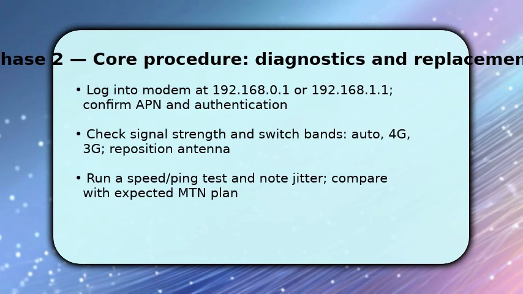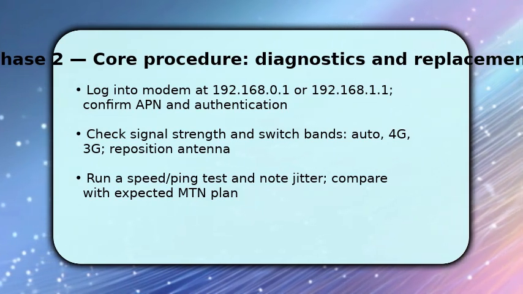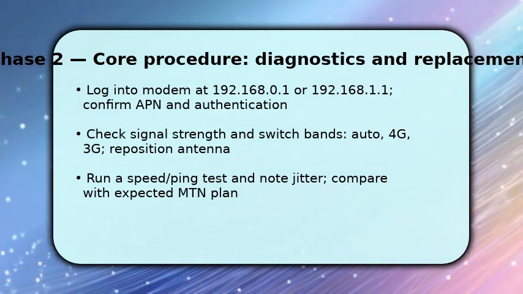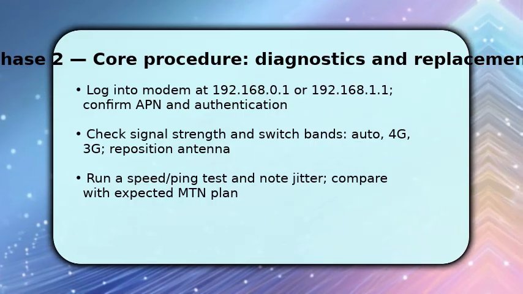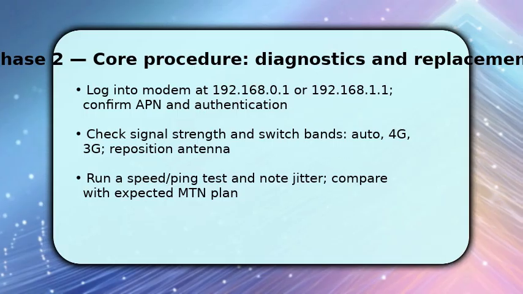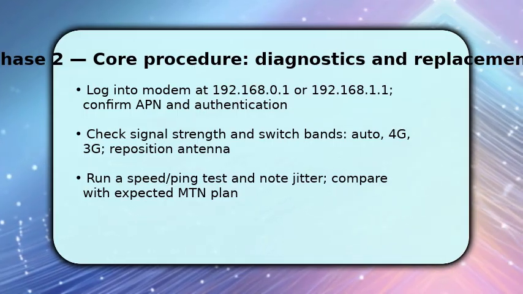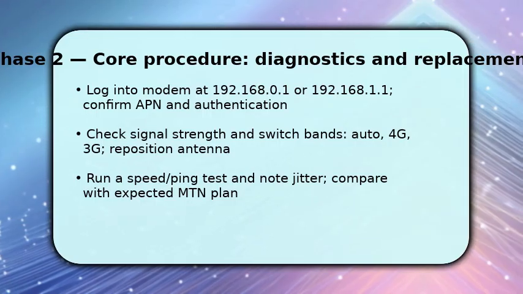Now you dig into configuration and signal. Log into the modem interface at 192.168.0.1 or 192.168.1.1 to confirm the APN, username, and password. These must match MTN settings.